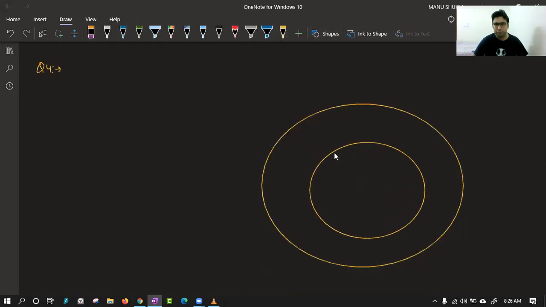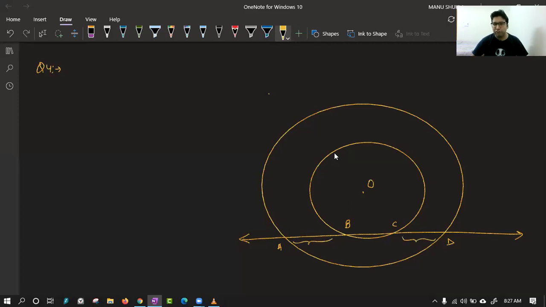Yes sir, done. Good beta. So they both have same center O, but different radius. Now what they are saying is, if a line intersects two concentric circles, a line is there like this. So you can see this line is intersecting both the circles at points A, B, C, D. Prove that AB, this portion, is equal to this portion.